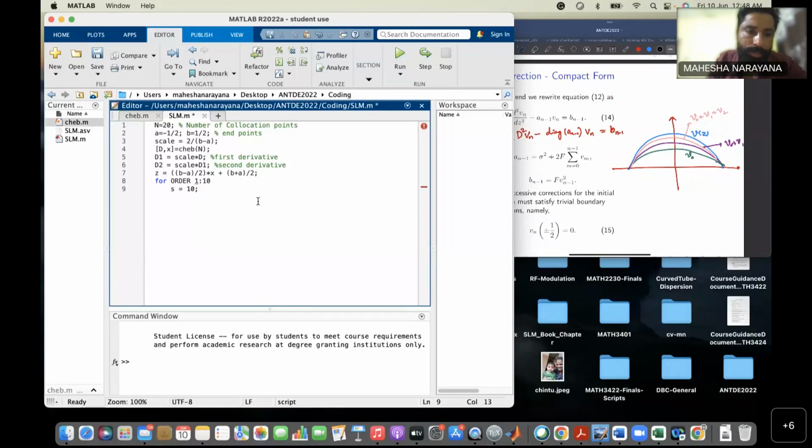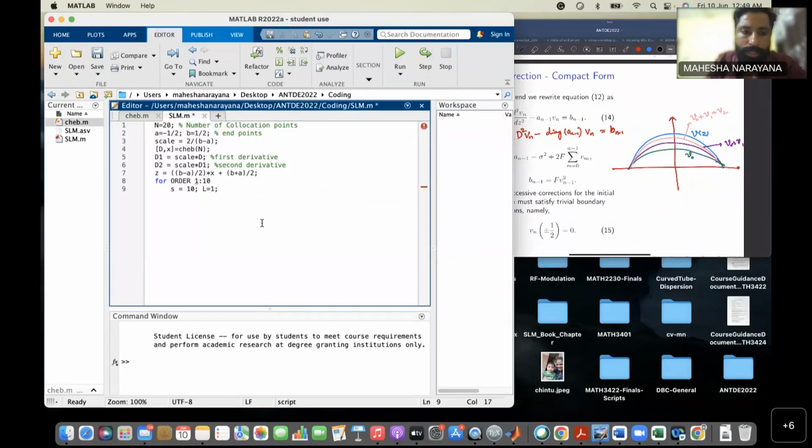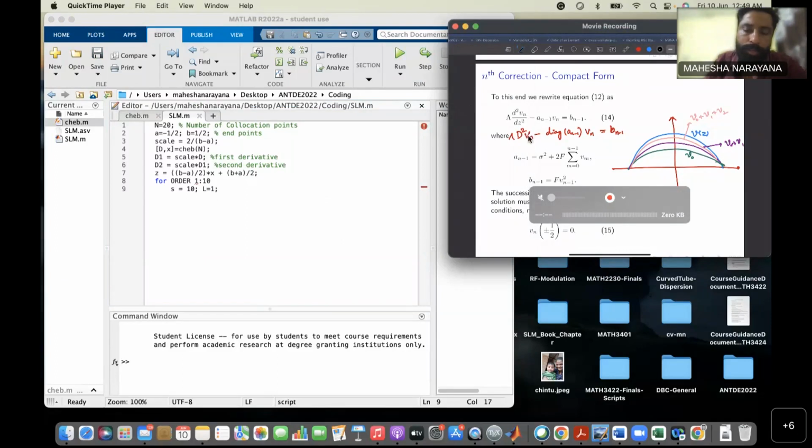And what else do you need? You need lambda, which is the viscosity ratio. That also appears, if you see, as a coefficient here in equation number 14. So that has to be defined. I'll take that to be 1. It's usually 0.8 to 1.2, that range you can take. And what else do we need? We need the value of the Forchheimer number. F is equal to, let's say, 0.2 or whatever.